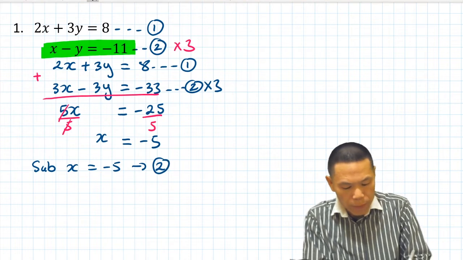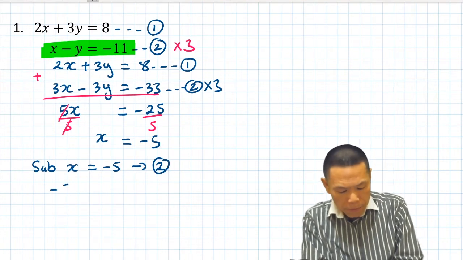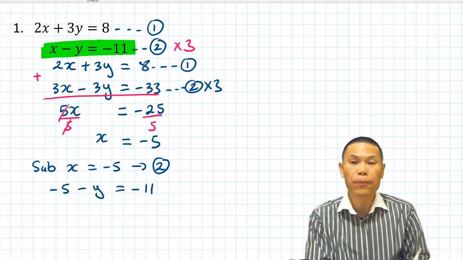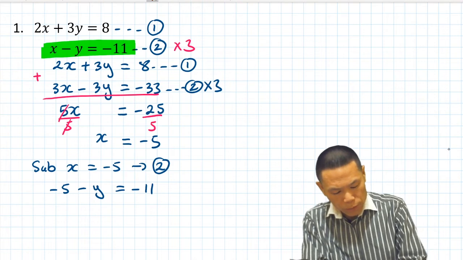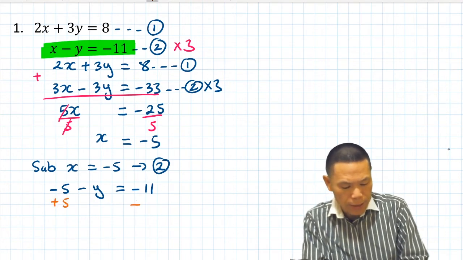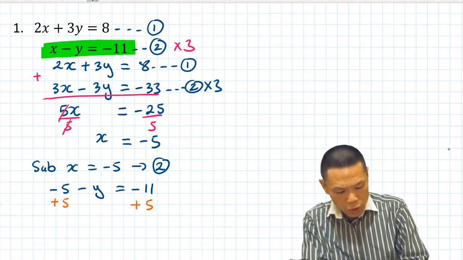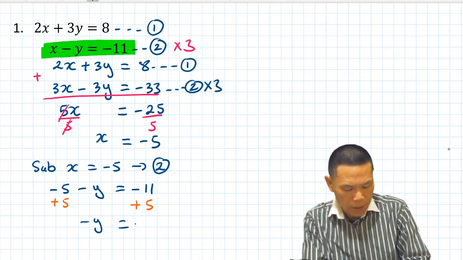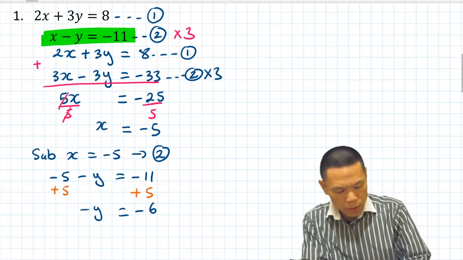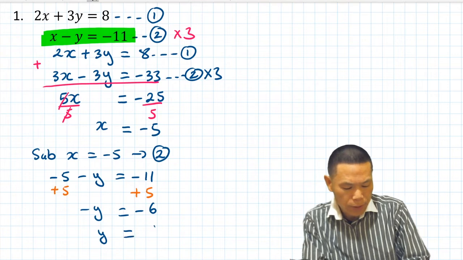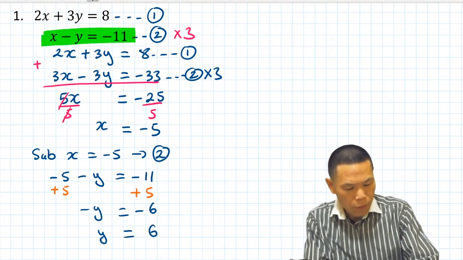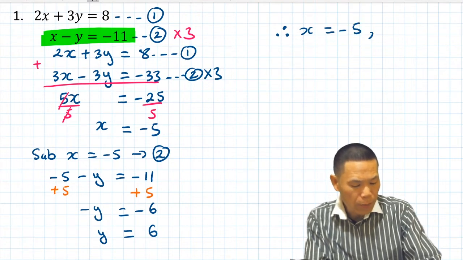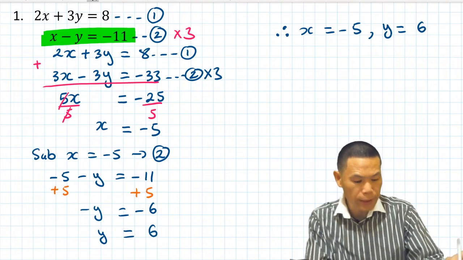So just write 2 down. So that becomes negative 5 minus y is equal to negative 11. So what I do, I just add 5. Okay, I just add 5 on the right as well. So negative y is equal to negative 11 plus 5, which is negative 6. So this means that y is equal to 6. So therefore, x is equal to negative 5 and y is equal to 6.